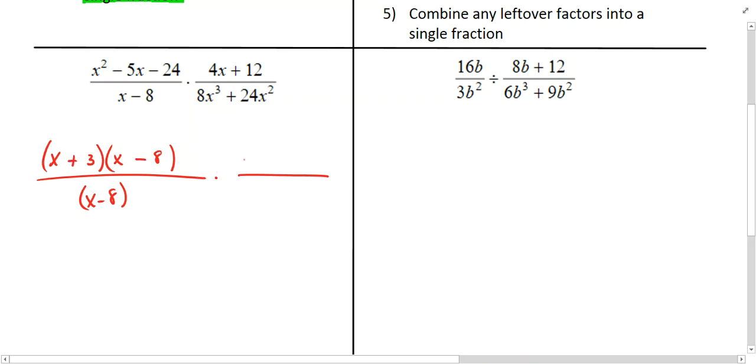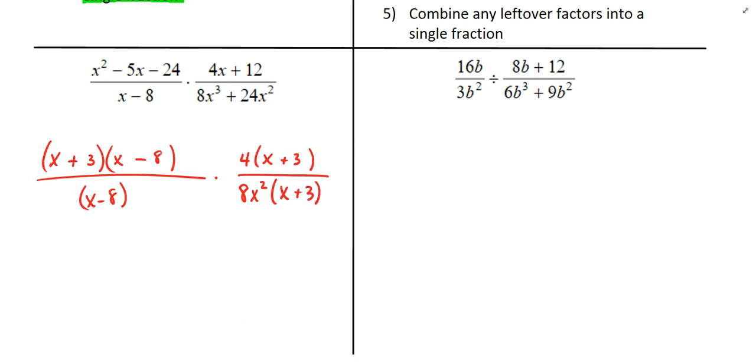And then on the right-hand side, there's a GCF of 4 here. And after I factor out a 4, I'm left with x plus 3. And in the denominator, it looks like my GCF is 8x squared. And after factoring that, it leaves me with an x plus 3. So essentially at this point we've completed steps 1 and 2, and we factored the numerators and denominators.